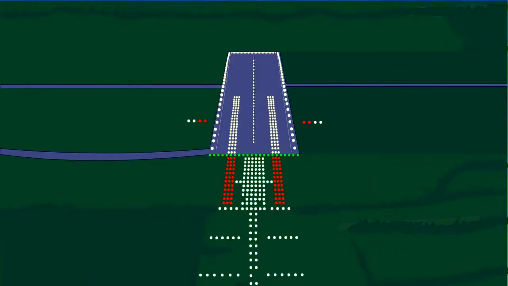ILS is used to provide guidance down to the pilot's decision height. If at the decision height, the pilot does not have the specified visual references required to continue the approach and landing visually, missed approach action must be initiated.